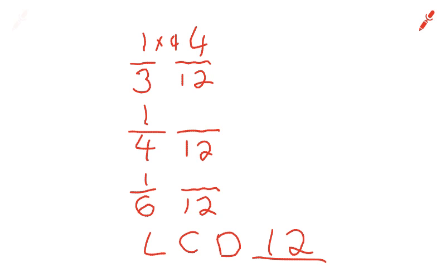4 times 3 is 12, so we need to do times 3 over here. 3. 6 times 2 is 12, so we need to do 1 times 2. 2. All right, I'm going to drop down to 3a. In 3a, we have 3 over 4.